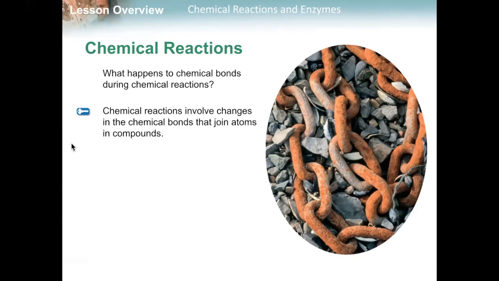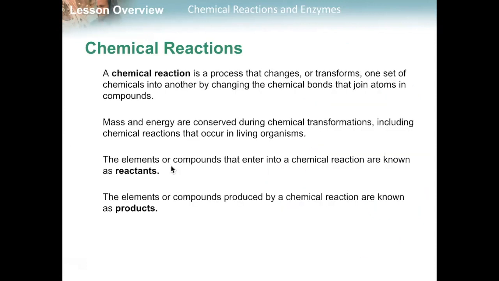Chemical reactions involve changes in the chemical bonds that join atoms in compounds. Here we see iron chain turning to iron oxide. A chemical reaction is a process that changes or transforms one set of chemicals into another by changing the chemical bonds that join atoms in compounds.